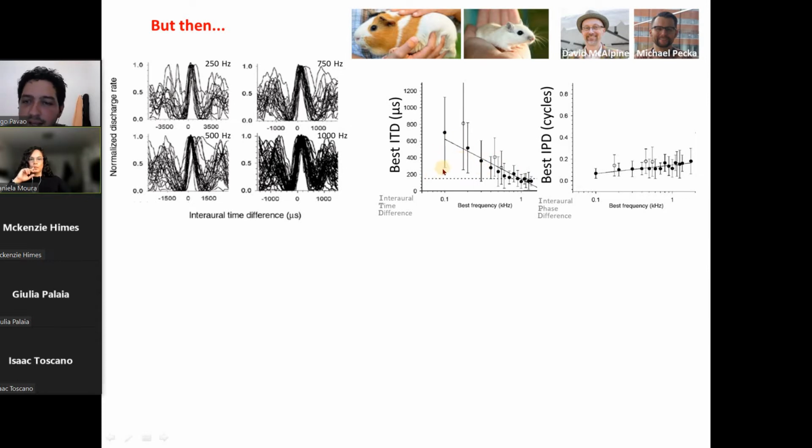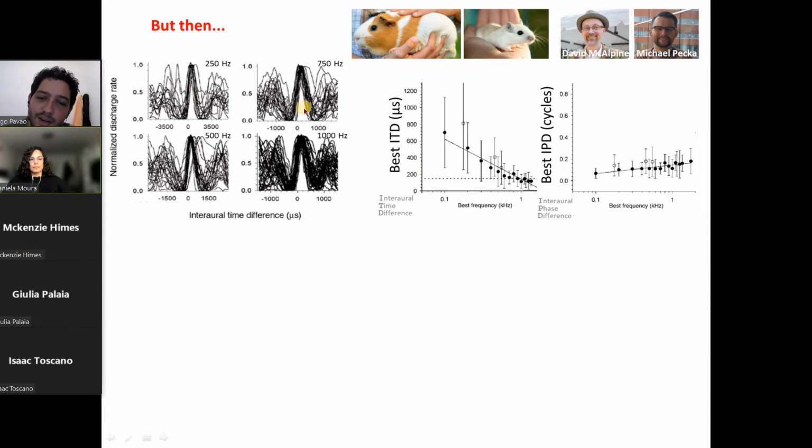But the funny thing is that the ITDs here are huge, right? It's like 600 microseconds. 600 microseconds is the ITD difference that a human has. But the head of a rodent is minimal. Here is the maximum difference of the sound between the left and right ear, the time that it takes. You just do the physics, speed of sound and the distance: how much time it would take a sound to reach here, the difference in time from reaching here to reaching here. So it's on the order of 200 microseconds.